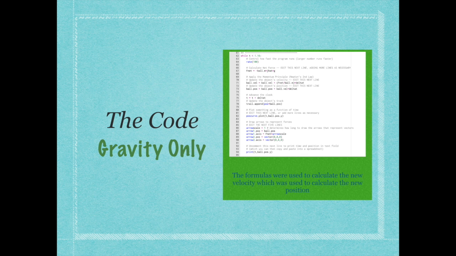The next part of the code is basically using the formulas to calculate the new velocity, which would then be used to calculate the new position. Right here we have the F net only equals the mass times j hat times gravity to get the weight force, and then we have the updating for the velocity and position, and the rest of it is just to add to the graph and data at the end, and then we have the arrow scale and the arrows for the gravity.